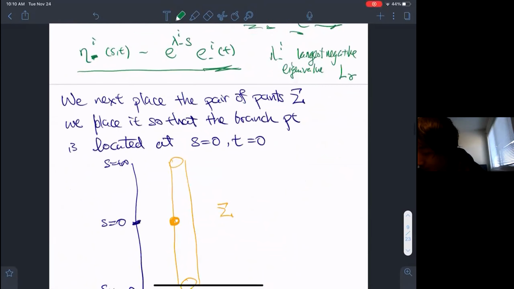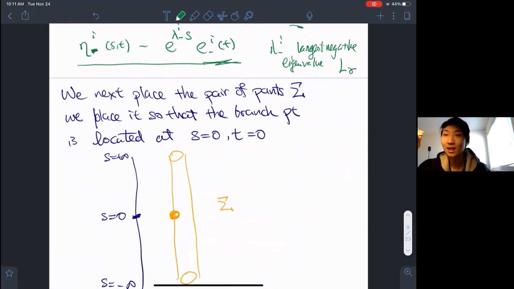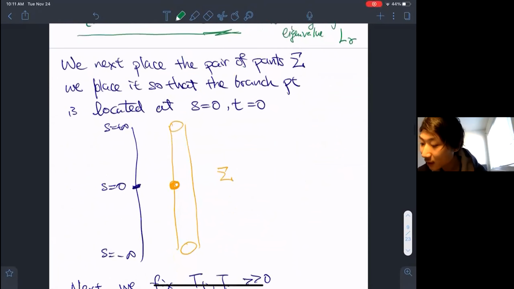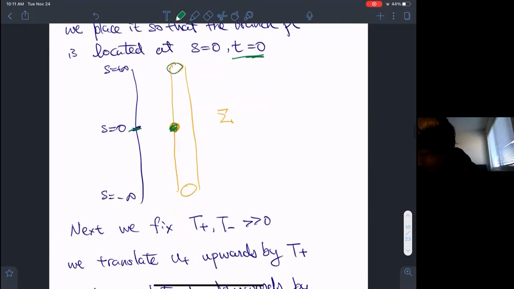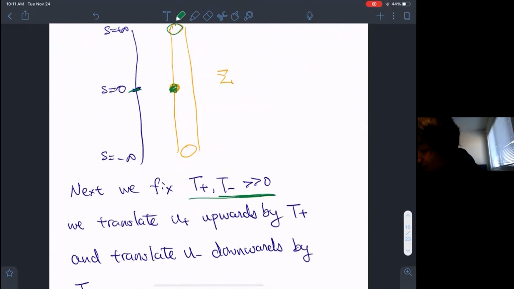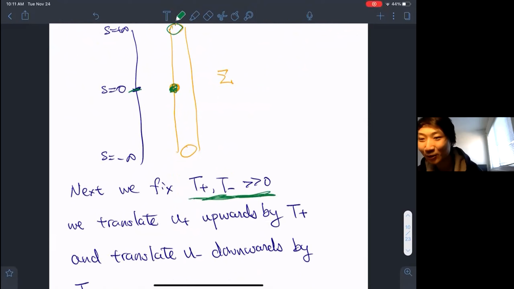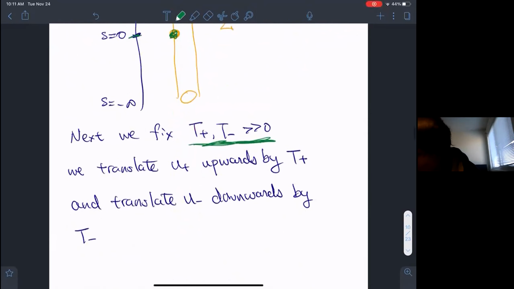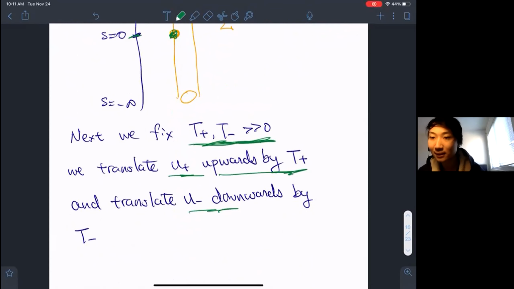So that's how we placed our U plus and U minus. Next we place our pair of pants as a branch cover of trivial cylinder. We place it so that the branch point, there's exactly one branch point, is at s equals 0 and t equals 0. And the rest of it's kind of the pair of pants. Okay. Next, we fix 2 large numbers, T plus and T minus. Please remember these 2 numbers, they're kind of important. And what we do is we translate U plus upward by T plus and U minus downwards by T minus.